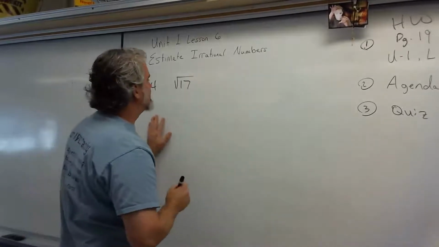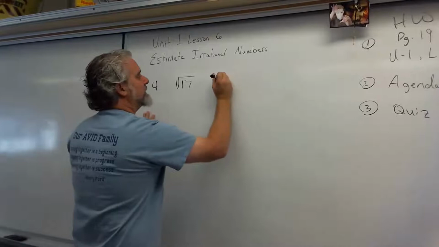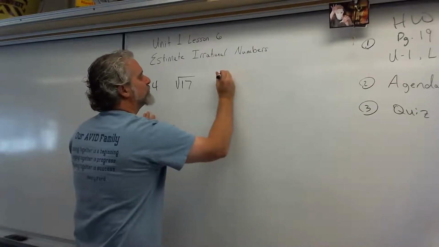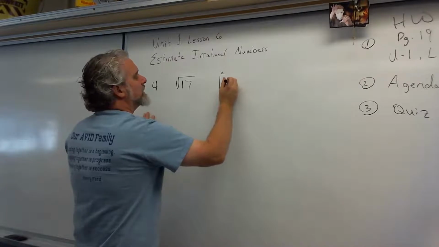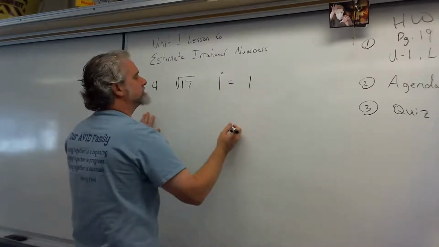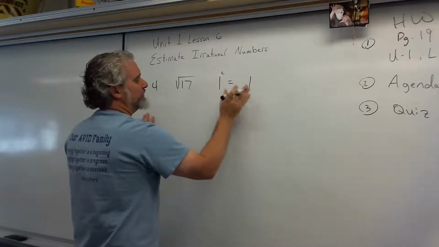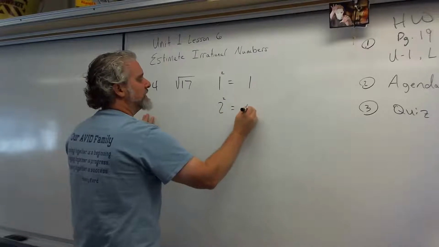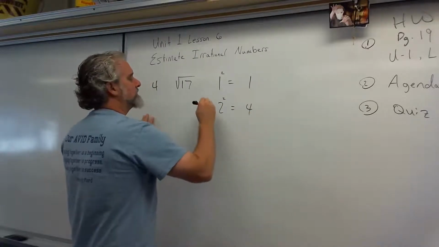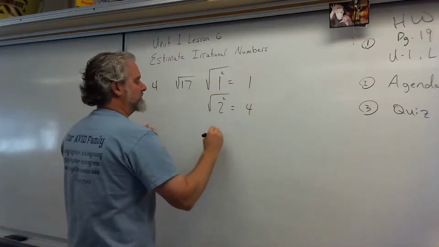Square root of 17, let's see what we get. So if we had 1 squared, that would give us 1. And so the square root of 1 squared is 1. Let's see, 2 squared, that would give us 4. Next number up is 3.